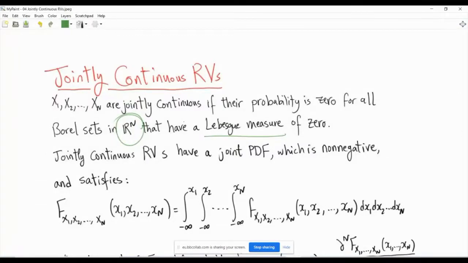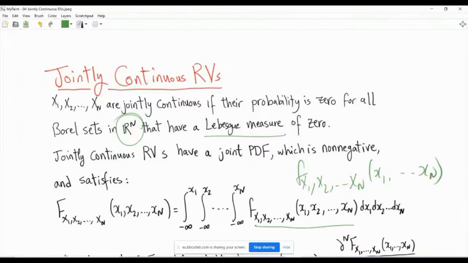Again, what is useful for us in practice is this idea that jointly continuous random variables are characterized by a joint PDF. The jointly discrete random variables are characterized by a joint PMF. The jointly continuous random variables are characterized by a joint PDF. So this will be a function of x1, x2 till xn. And what are the properties of this joint PDF?